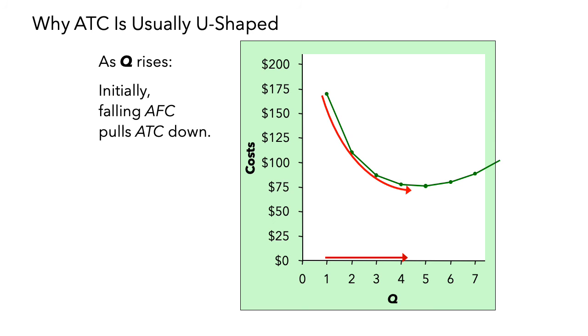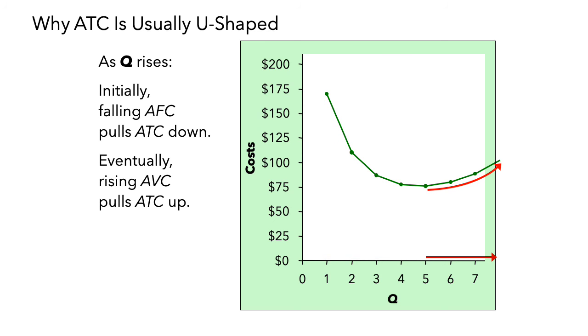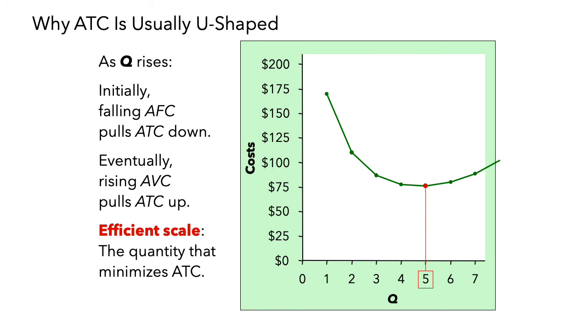So as quantity rises, initially average fixed cost is falling, so it pulls down the average total cost curve. Eventually, the rising average variable cost pulls ATC up. Efficient scale, the quantity that minimizes average total cost. So this is the efficient point of production. As we'll see, this does tend to work out in perfectly competitive markets, but not in all market structures.